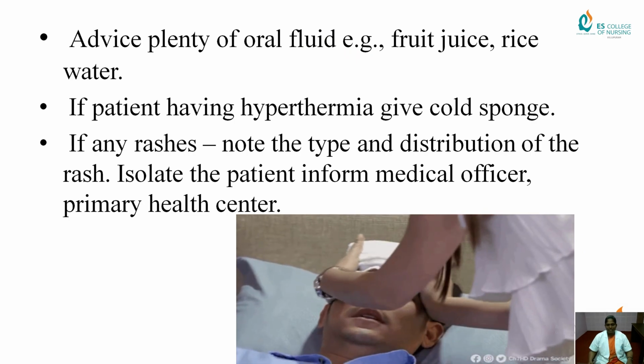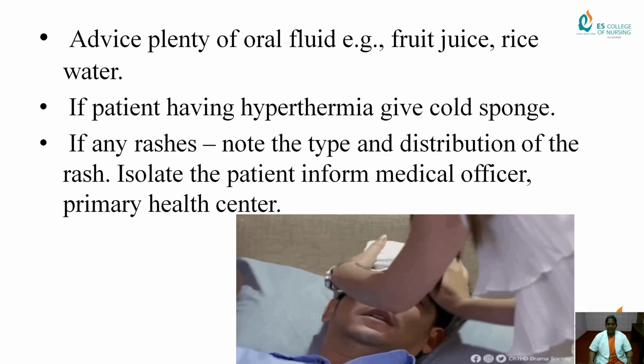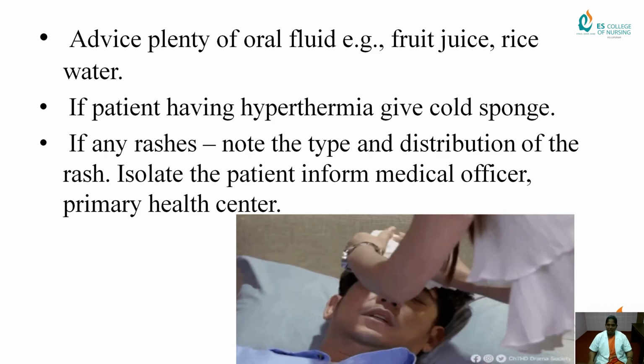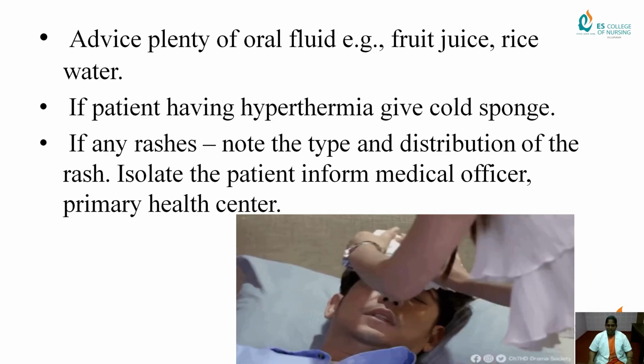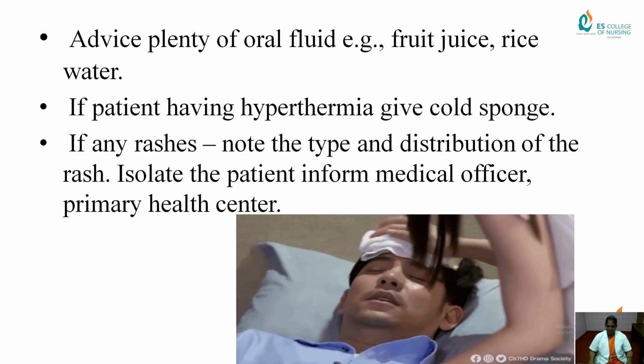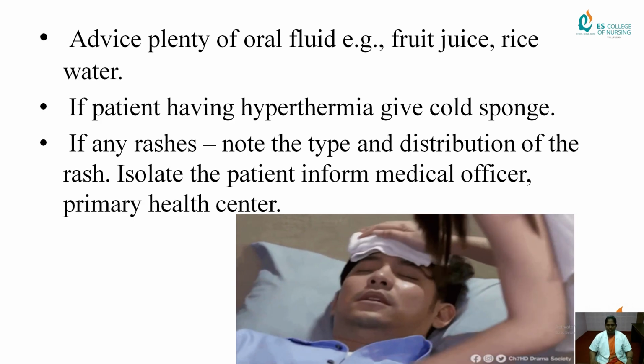Next, advise plenty of oral fluid. Plenty of oral fluid will prevent dehydration, for example, fruit juice, rice water, etc. If the patient has hyperthermia, give a cold sponge. If any rashes occur on the body, immediately note the type and distribution of the rash, and also isolate the patient. Inform the medical officer of the primary health center.